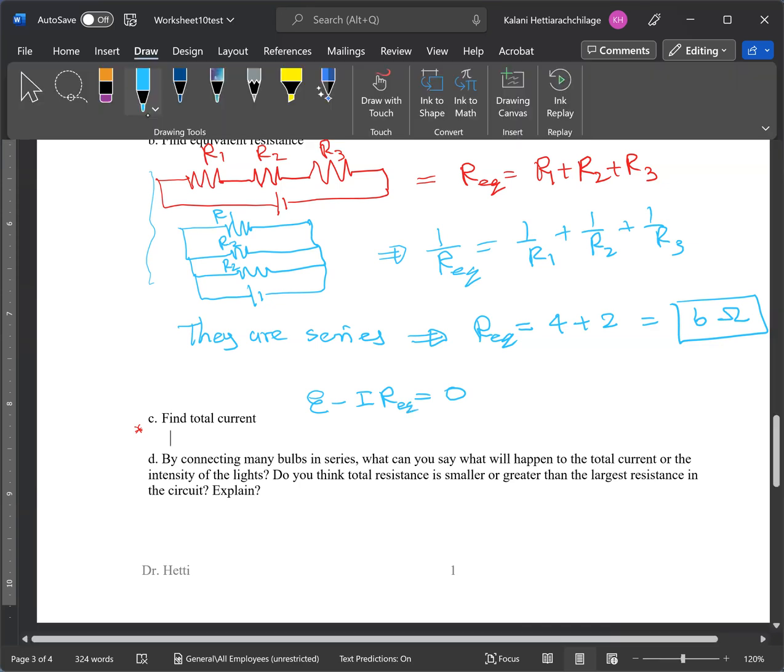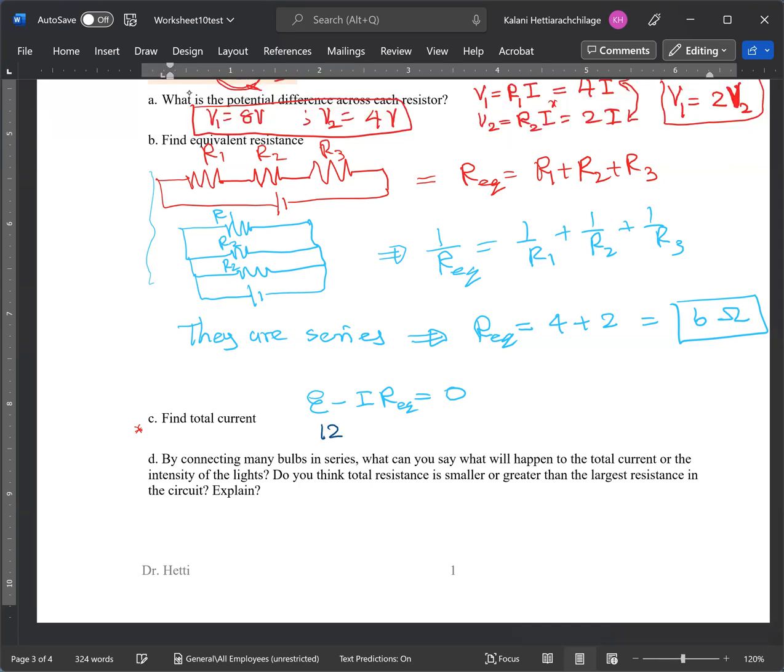Okay, so now we can easily do that. Battery voltage is given, 12, and current is the one we need to find. R equivalent, we found it already, 6, equals 0. Because of that, I will be 12 over 6. That will give me I equals 2 amperes. Current is measured using amperes, amps.